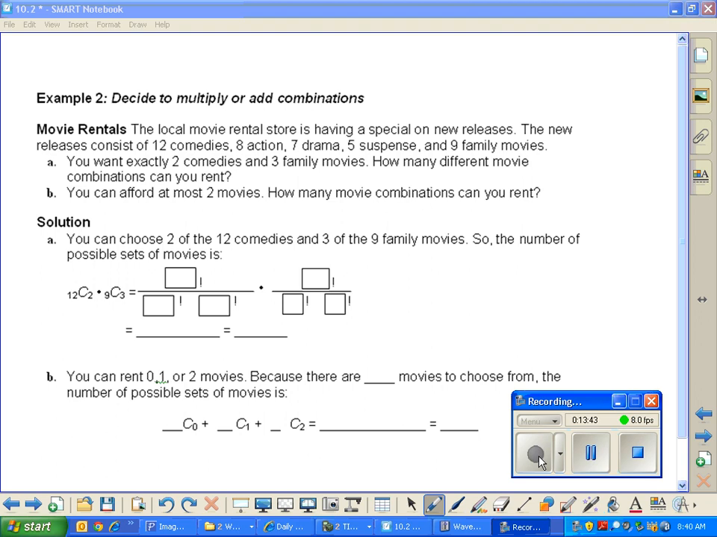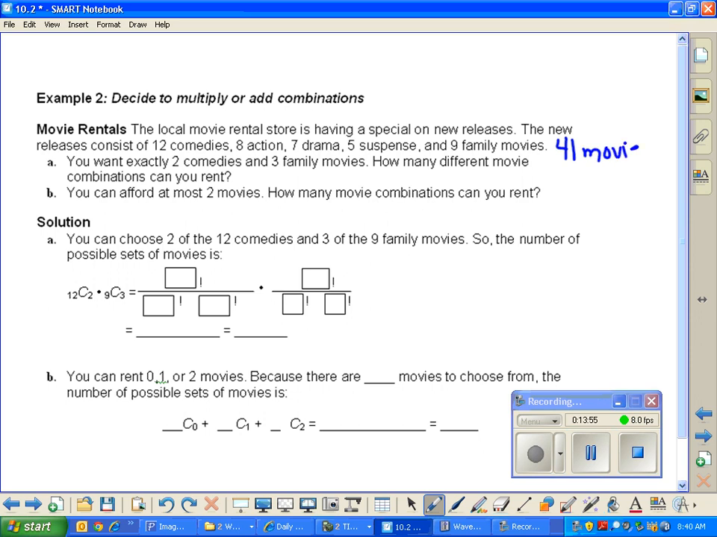So what I noticed here, just initially, is that if I have 12 comedies, 8 action, 7 drama, 5 suspense, and 9 family movies, it's probably going to be a useful piece of information to add those items together. So keeping in the back of my mind, I have 41 family movies. And then taking a look at part A, I noticed right off the bat that the slide that I just filled in is going to come into play.